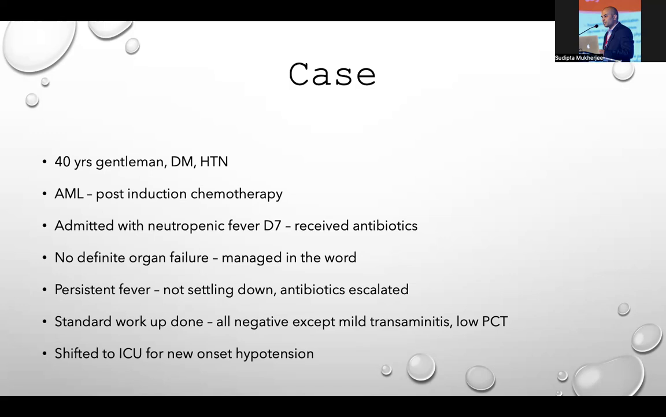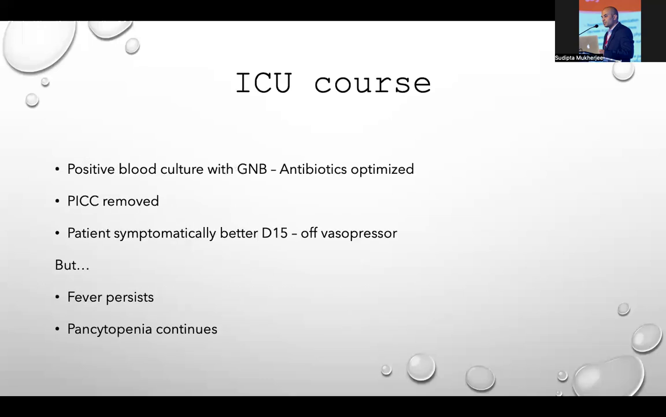But the patient had persistent fever and was not settling down, so the antibiotics were escalated as per hospital protocol. Standard investigations were sent, and most of them were negative, except for a mild transaminitis in the LFT. The procalcitonin was also low on admission. Eventually, the patient was shifted to the ICU because of new-onset hypotension. During his initial ICU course, the blood culture showed gram-negative bacteria, so the antibiotics were optimized.